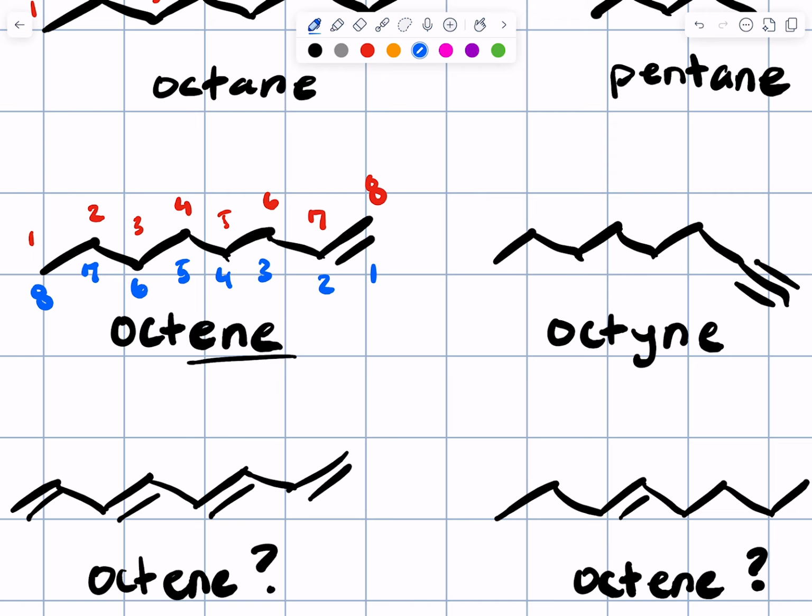If there are any more functional groups on that or different atoms, would that change the way you number it? Yeah, so the question is if there's other functional groups on the molecule, does that change our numbering? Absolutely, and we're going to get to that.